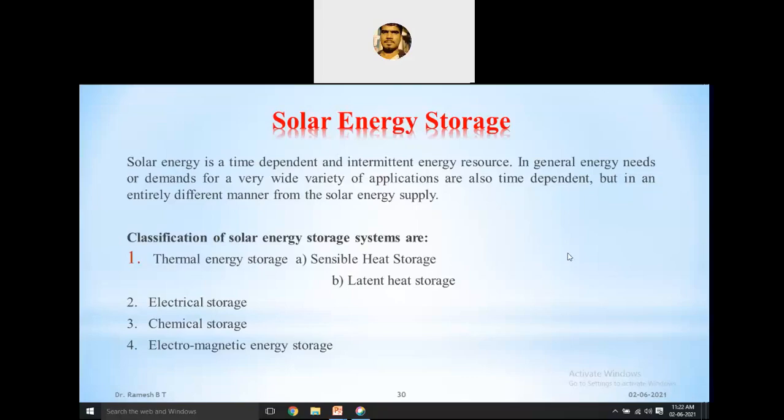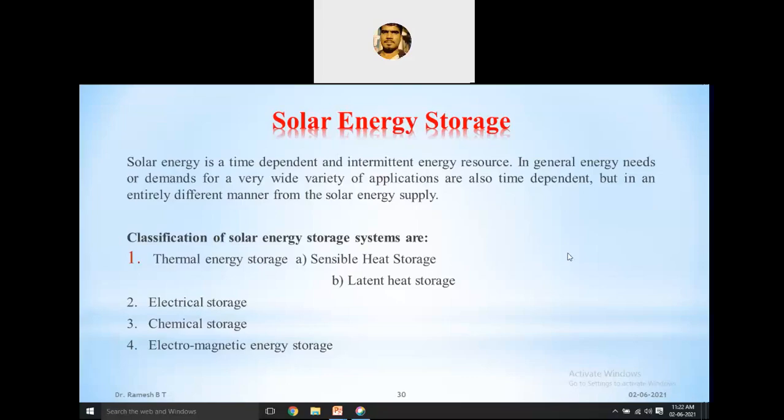This is one advantage of energy storage. Sometimes the solar radiation is continuously available, but at that time the demand is very less. So the demand is less and the availability is more. What we do is collect as much radiation as possible and store it. And when there is no radiation, or the demand increases, we supply the stored solar energy for utilization. That's why we need a solar storage system.